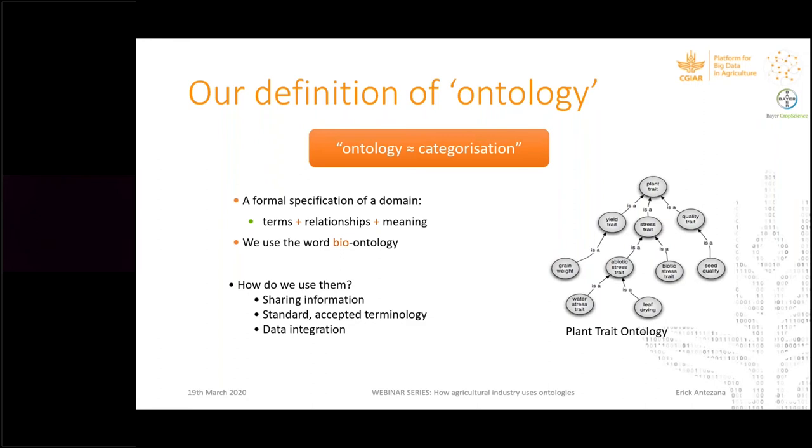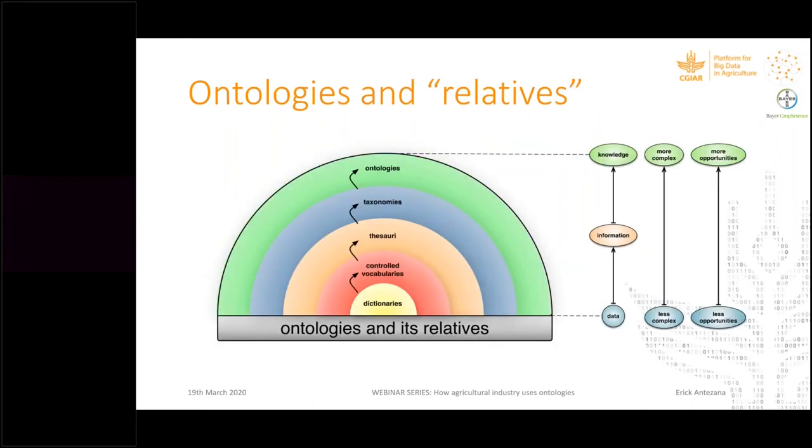I put a screenshot of a little piece of the trait ontology that I'm sure is pretty familiar to most of you. There you can see the terms, different relationships, and of course, behind all of them, there are some definitions. But we are not only dealing with ontologies within the company. As you can see, we are also dealing with their relatives, as we call them.